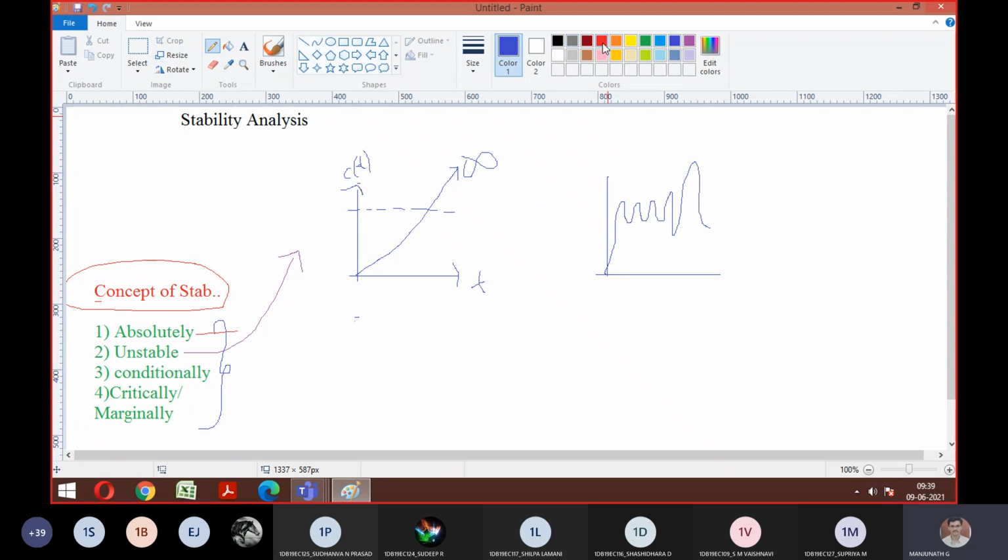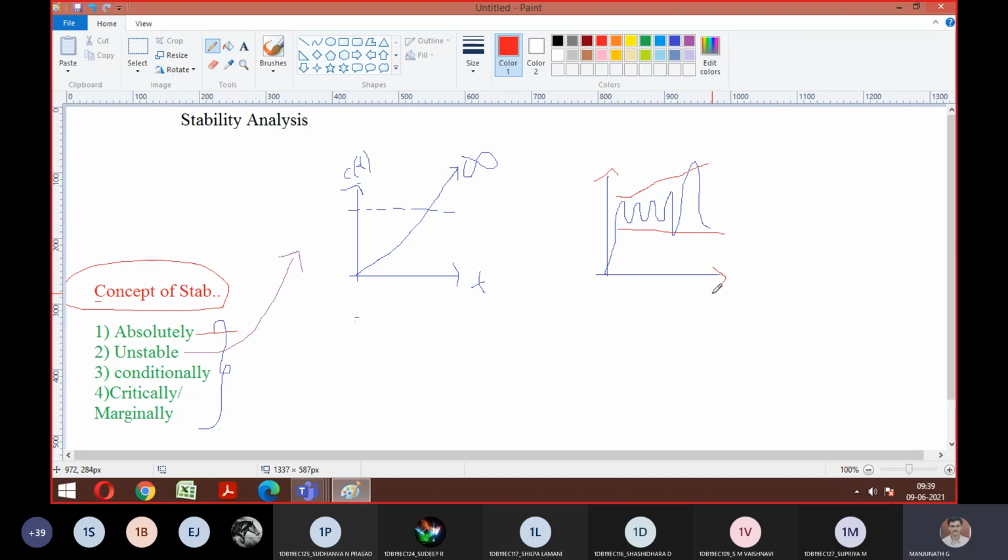You can make a difference between the two graphs, what we wrote earlier and this. So it is going in this way. There is no end. It is going to be infinity. So this is one more graphical representation you can make for the unstable condition. Is it okay, everyone?